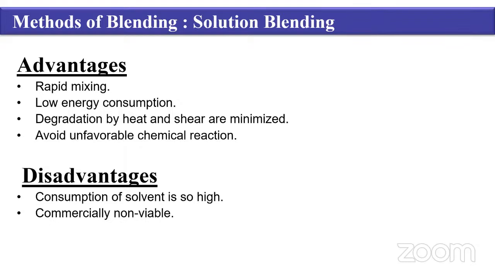Advantages are rapid mixing. Again, it requires low energy consumption, whereas for an extruder or melt blending, there was higher energy consumption. Here degradation by heat and shear is minimized, and unfavorable chemical reactions are also avoided. Disadvantages are that the consumption of solvent is very high, and commercially, this technique is non-viable.